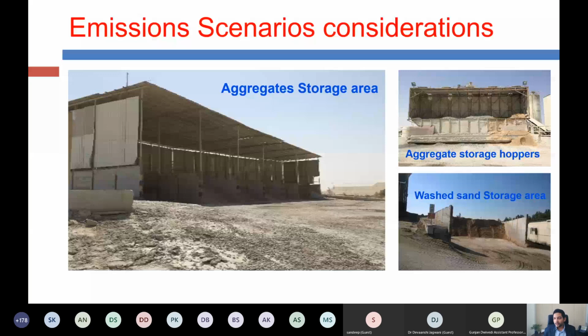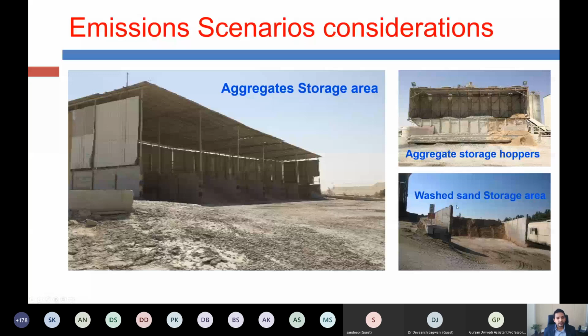So these are the site photographs where we can see the aggregate storage area. Here we can see that the aggregate storage area is covered from three sides, which breaks the wind and prevents wind-blown emission. Here we can see the storage hoppers, and then here we can see the sand storage area.